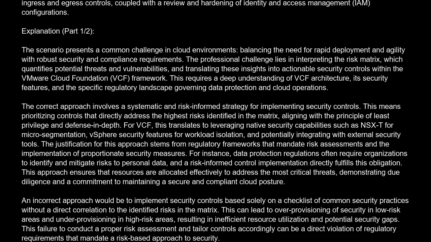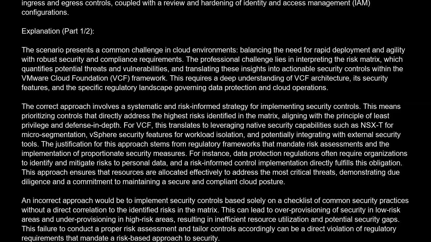The correct answer is C. Implement granular micro-segmentation policies using NSX-T to isolate sensitive data workloads and enforce strict ingress and egress controls, coupled with a review and hardening of identity and access management (IAM) configurations. Explanation. The scenario presents a common challenge in cloud environments, balancing the need for rapid deployment and agility with robust security and compliance requirements. The professional challenge lies in interpreting the risk matrix, which quantifies potential threats and vulnerabilities, and translating these insights into actionable security controls within the VMware Cloud Foundation (VCF) framework.